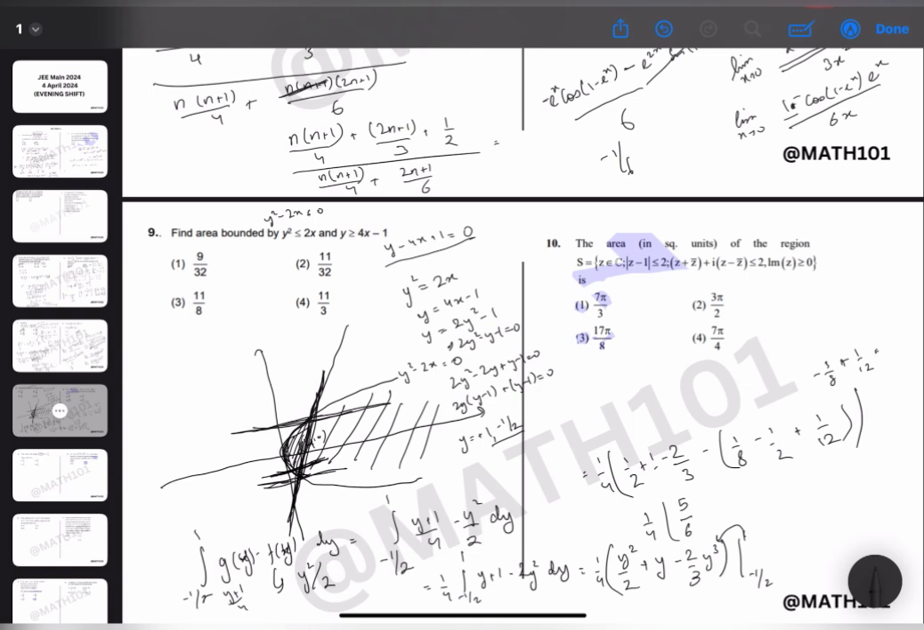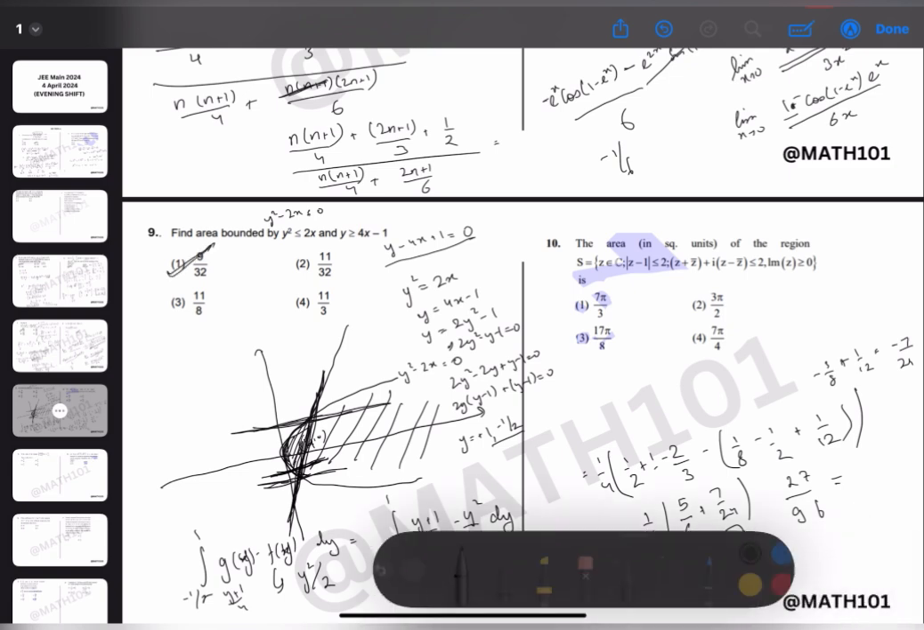is equals to minus 7 by 24, so plus 7 by 24. This is 27 upon 96, which is equals to 9 by 32. So our answer is 9 by 32.